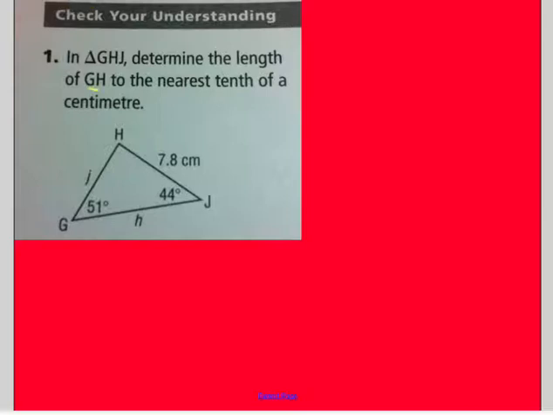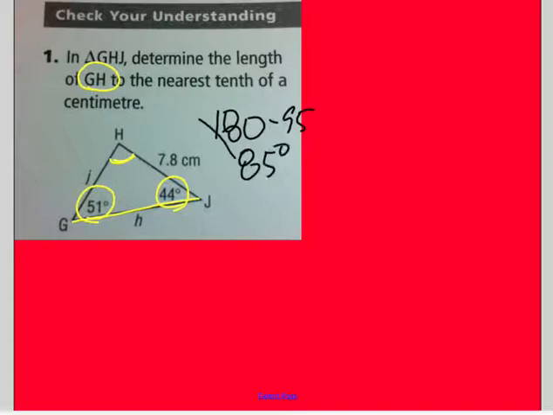I'm looking for the length of GH. GH is this one right here. It is opposite this angle, which I don't know, but I'm going to have to do some fancy subtracting to figure out. It's 180 subtract these two, and those two add up to 95, which means this is going to be 85. So that's 85 degrees.